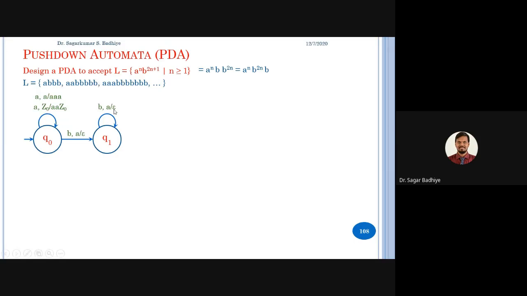So in Q1, if you get b as input and the top of the stack is Z0, this means this is the additional b which is required, this one, right? So we need to traverse this.